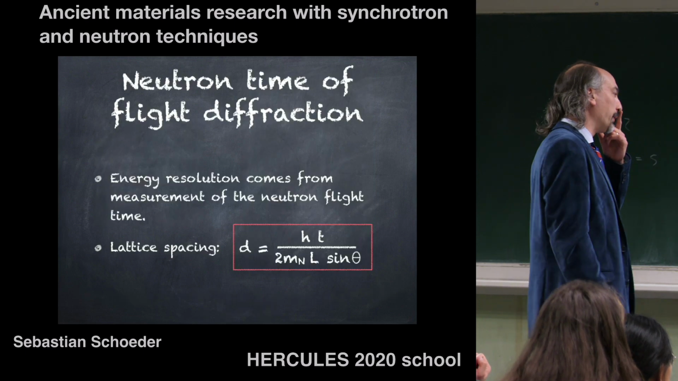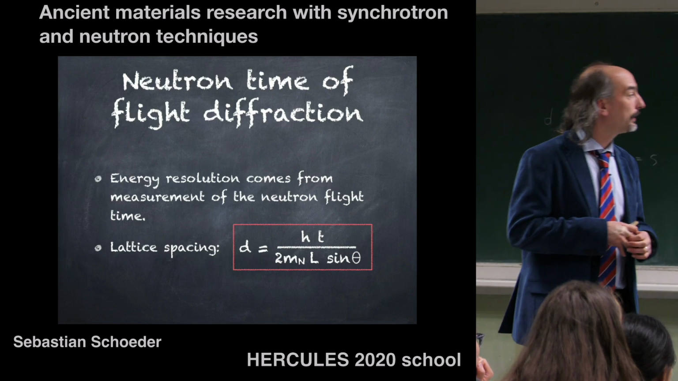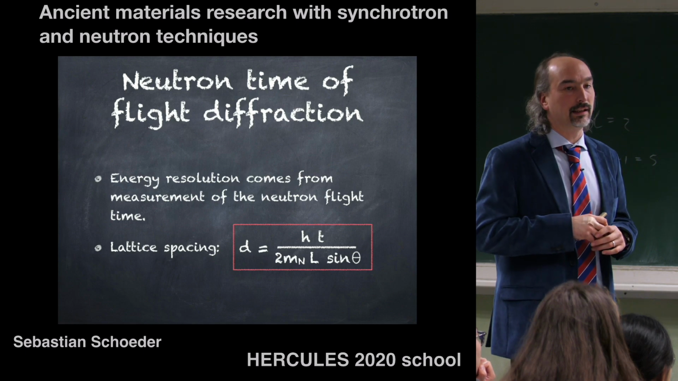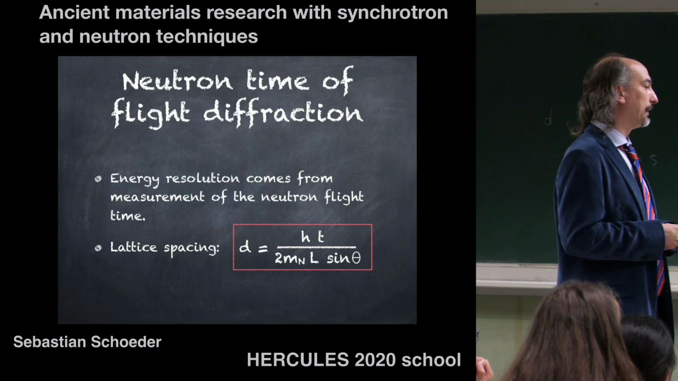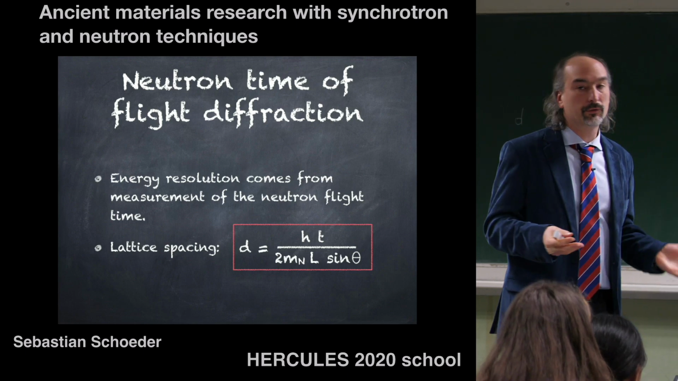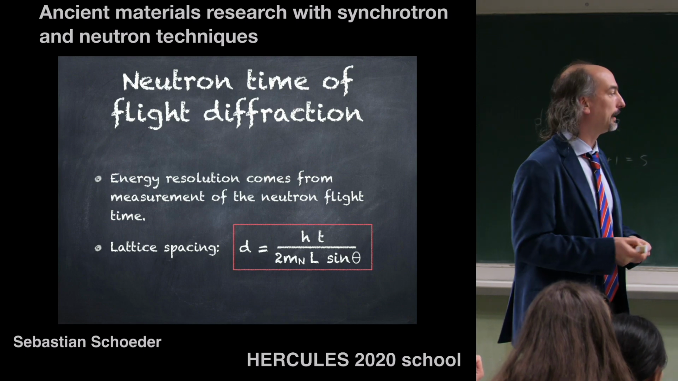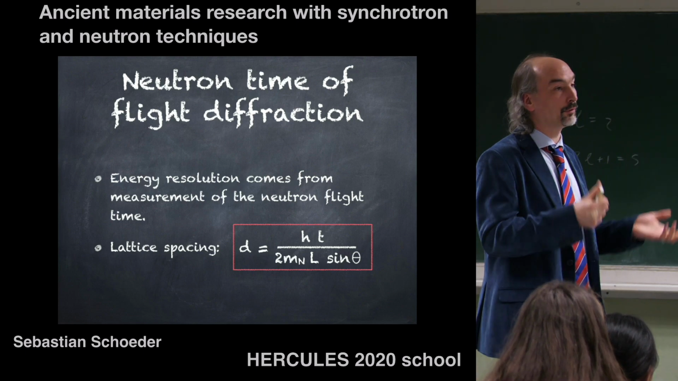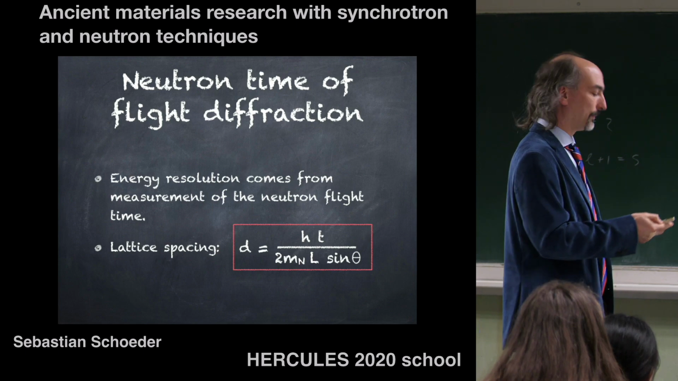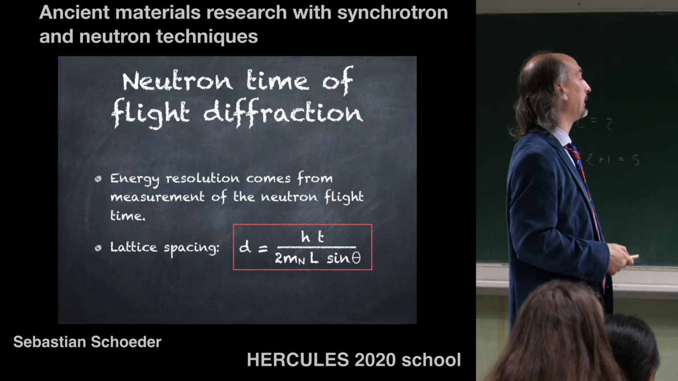Another very important neutron technique is diffraction. So this is, of course, a lot like X-ray diffraction. The big difference is that in neutron diffraction, you can make use of a certain trick: the speed of the neutrons depends on their energy, while the speed of photons is always the speed of light. That means if you can measure the flight time of a neutron, you can reconstruct its energy, and it means you don't need to monochromatize your beam, so you can use much more flux.